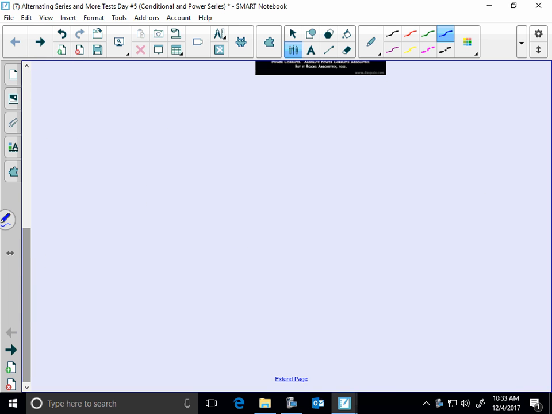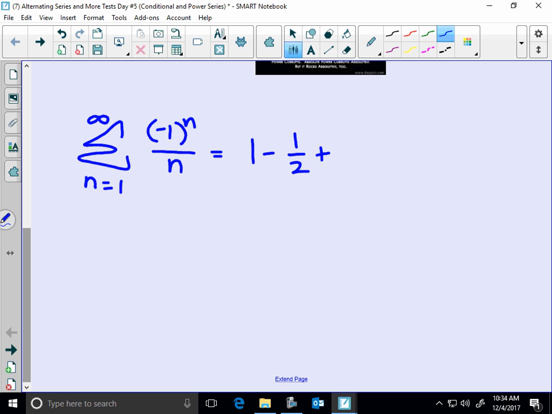Let's look at two series. I want to show you a counterexample of absolute convergence. Let's go from n equals 1 to infinity of -1 to the n over n. All right, let's look at those terms. That would be +1 minus a half plus a third minus a fourth plus a fifth, and so on down the line. Is that alternating series convergent?